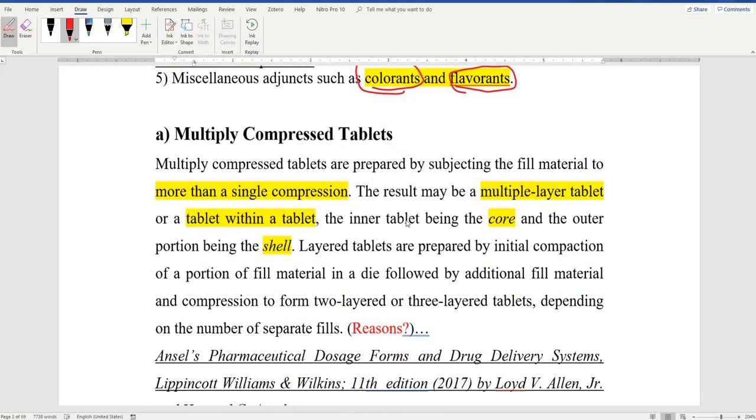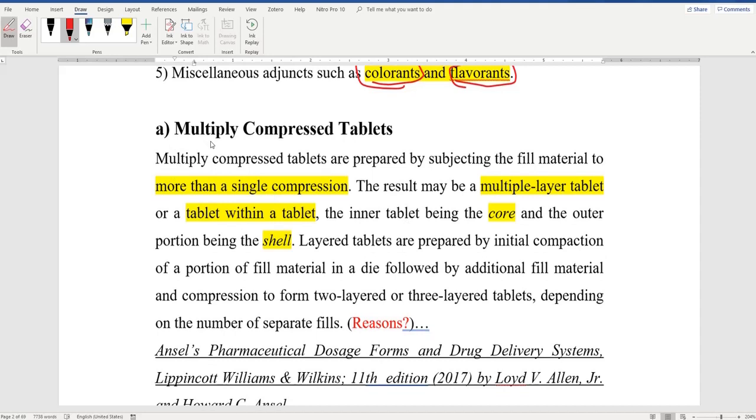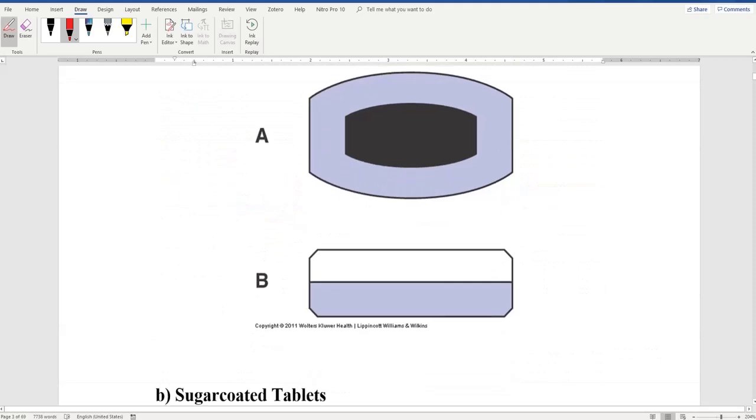Okay, now we will talk about the first type of tablets, which we call multiply compressed tablets. Multiply compressed tablet. Why do we say multiply? It means more than one compression. So we say multiply. Now there are two kinds of multiply compressed tablets. One is the multiple layer tablet. The other one is tablet within tablet. Then let's look at both.